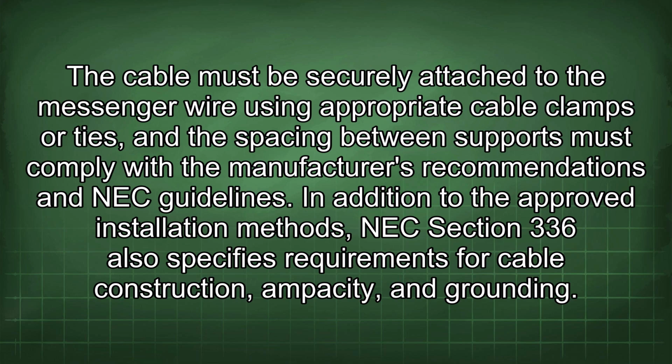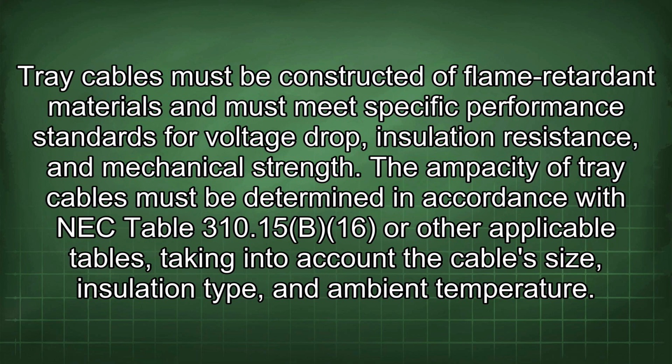In addition to the approved installation methods, NEC Section 336 also specifies requirements for cable construction, ampacity, and grounding. Tray cables must be constructed of flame-retardant materials and must meet specific performance standards for voltage drop, insulation resistance, and mechanical strength. The ampacity of tray cables must be determined in accordance with NEC Table 310.15(B)(16) or other applicable tables, taking into account the cable size, insulation type, and ambient temperature.